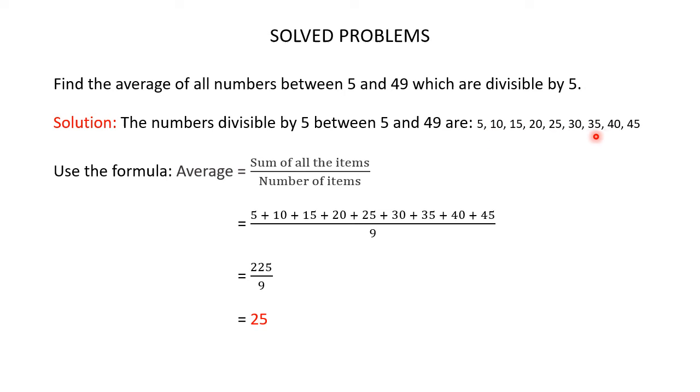Now there are 9 numbers here. So number of items is 9. So the average of these numbers is sum of all the items divided by number of items, which is 225 divided by 9, which gives us the average as 25.